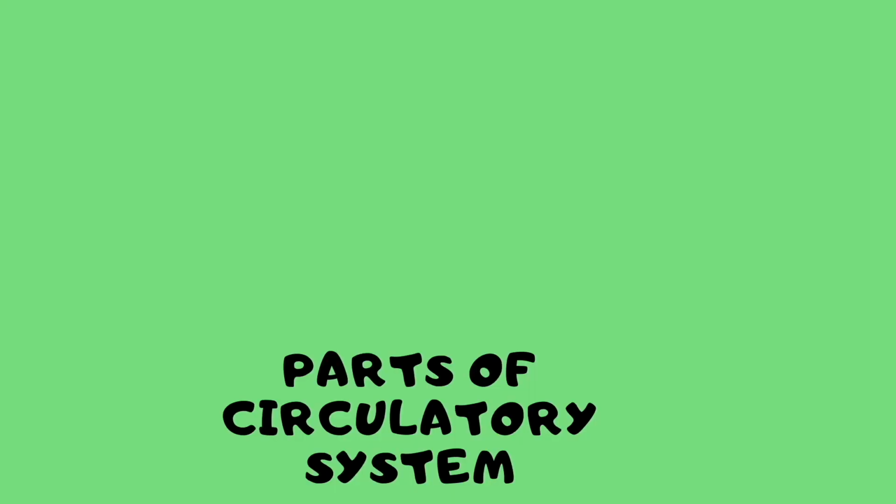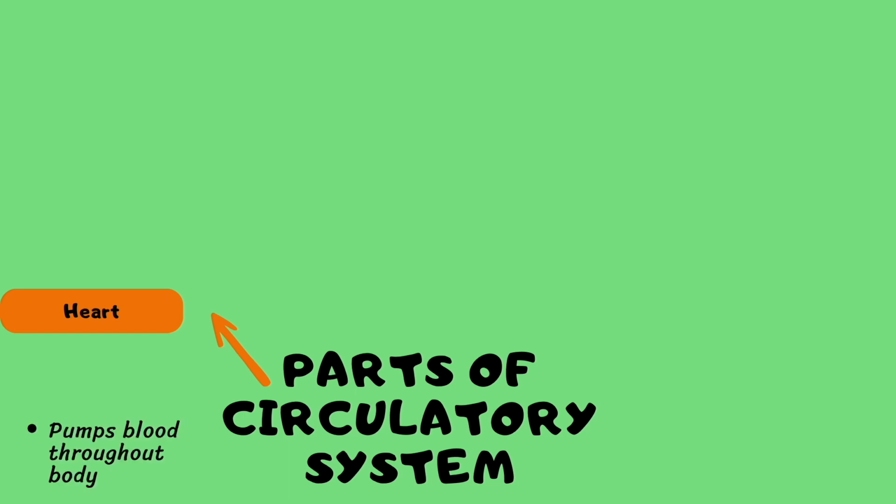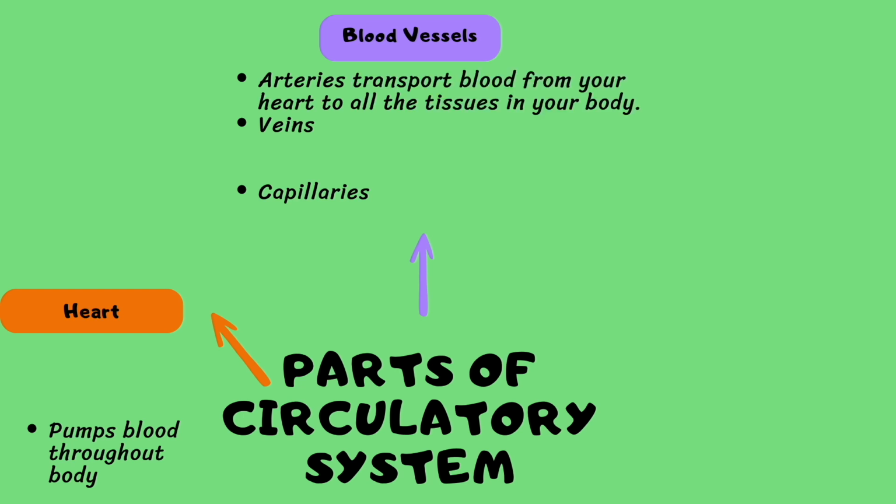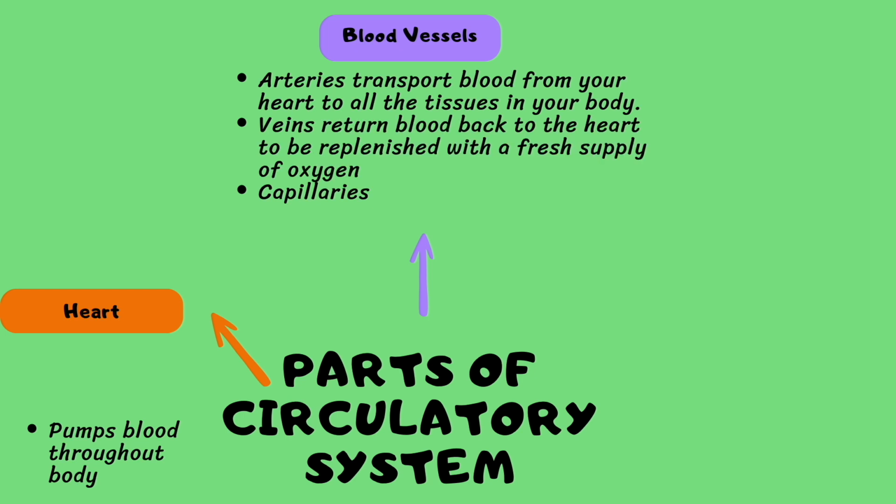So, what are the parts of this system? In this system, we first have the heart, which, as we all know, pumps blood throughout the body. Then we have the blood vessels. There are three types: the arteries, the veins, and the capillaries. The arteries transport blood from your heart to all the tissues in your body. Your veins return blood back to the heart.